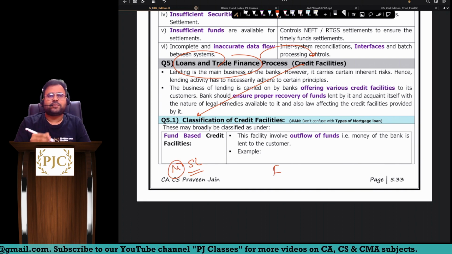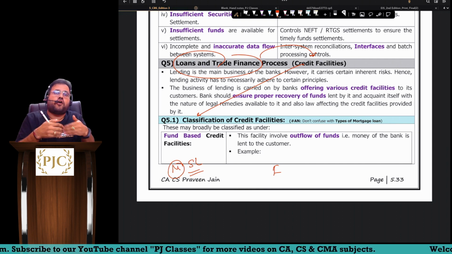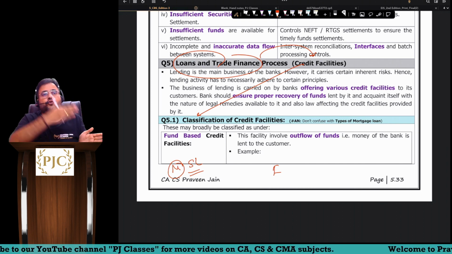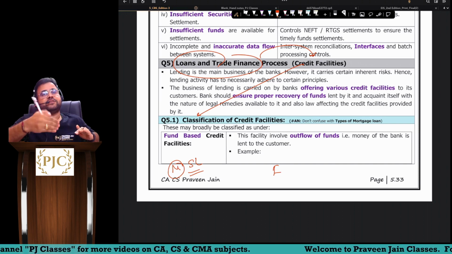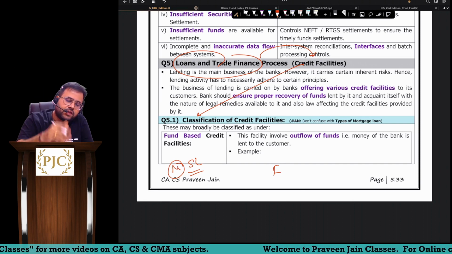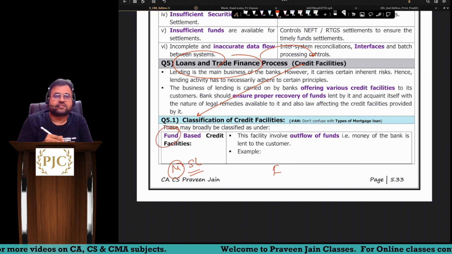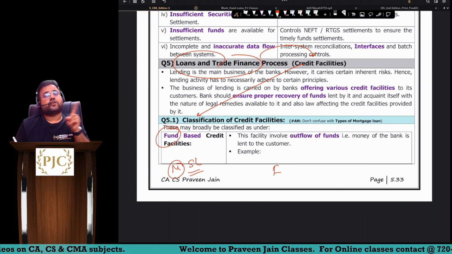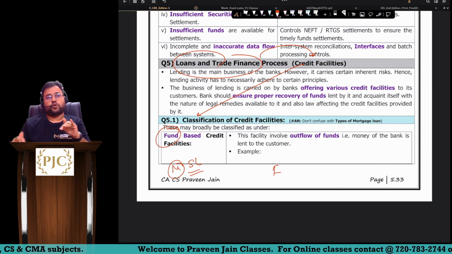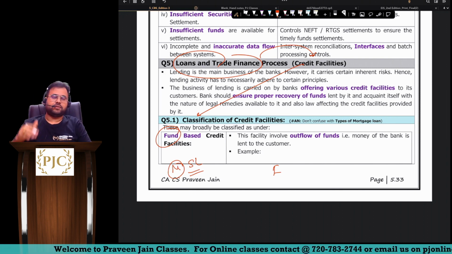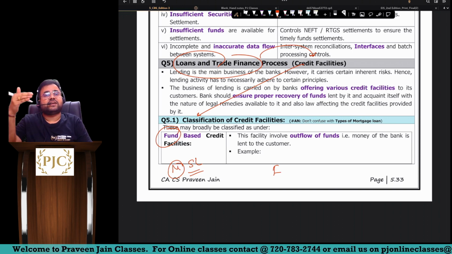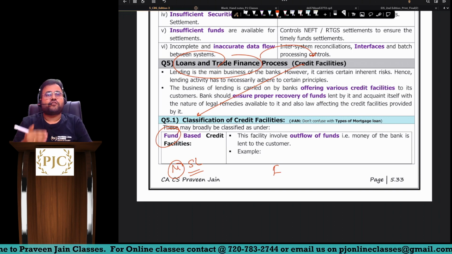Now fund based matlab kya, sir? Here there is an immediate outflow of funds from bank account to customers. So from bank outflow of money happens, and customer will receive the money. Okay, so this is more important in fund based, sir. But in non fund based, customer is not going to receive the money now, sir. Okay, in future upon happening of some event, sir, bank may give the money, sir. That is non fund based. Example, letter of credit, bank guarantee.